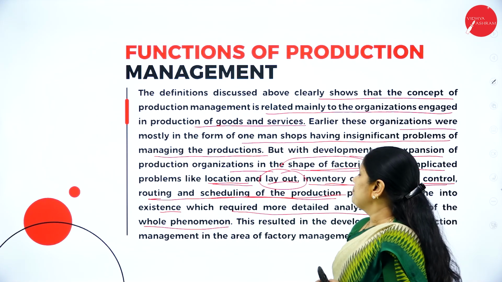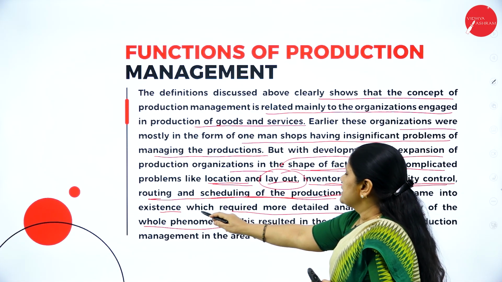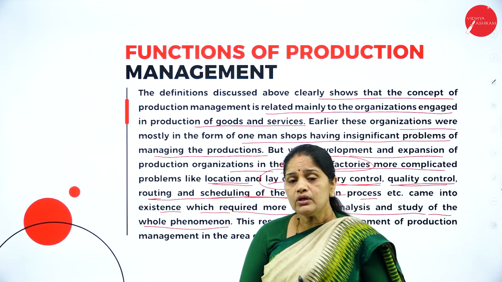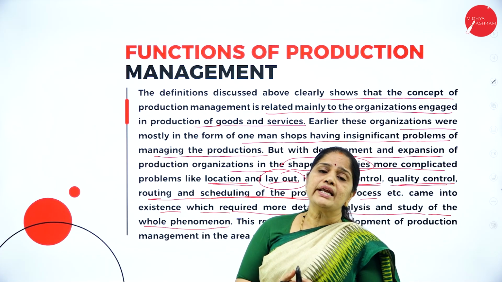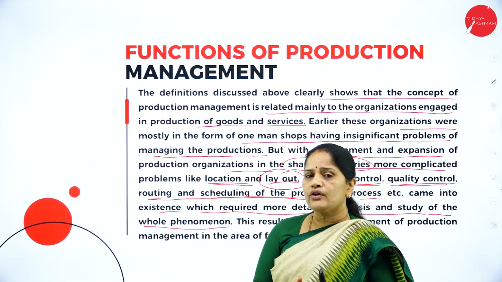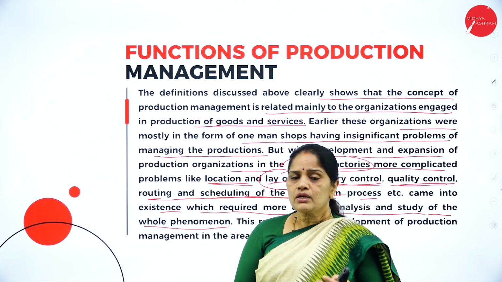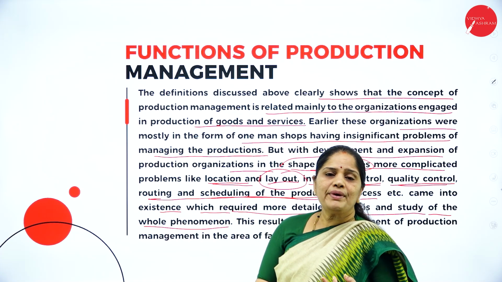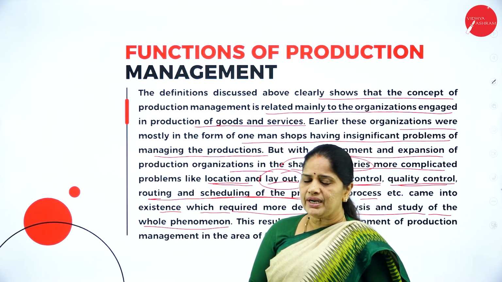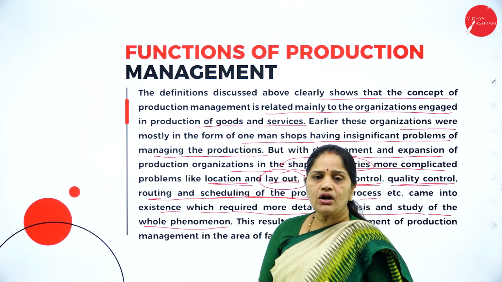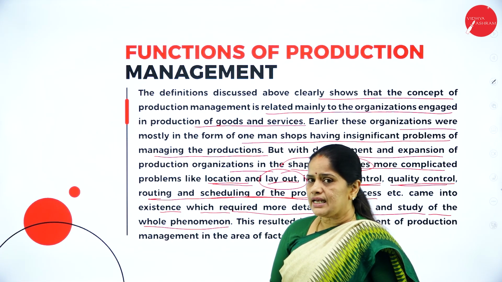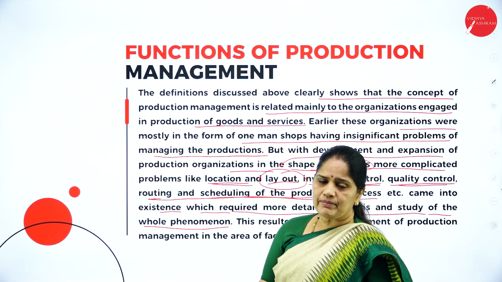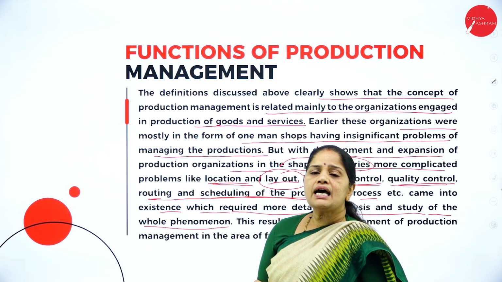So all this has to be planned, which requires detailed analysis and study of the entire production process. For the production process to take place, we need raw materials. So raw materials have to be purchased by the purchase department. And for the purchase department to purchase the raw materials, we need the sanction from the finance department. And for the finance department to finance, we need the permission from the accounts department. So we can see that all these are interrelated.